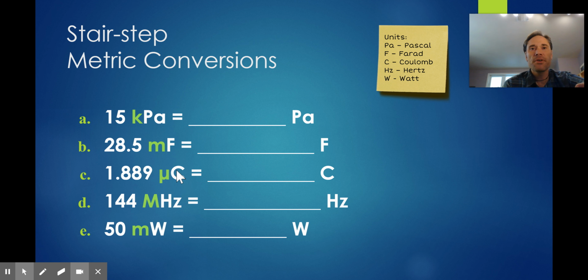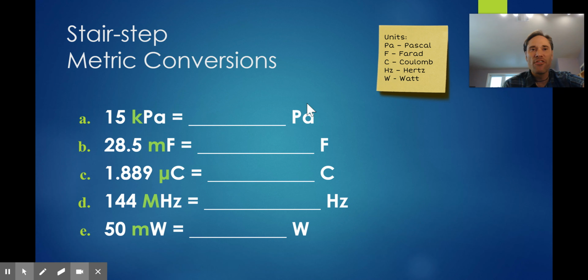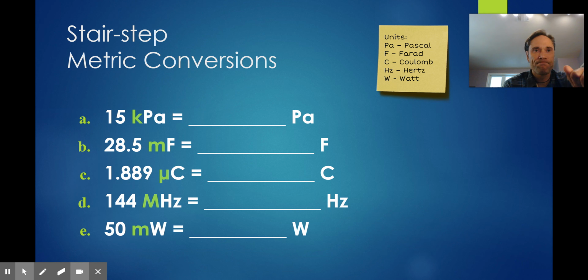The uppercase C is a coulomb, even though it has the B on the end, it's called a coulomb, and that's a unit of charge. The HZ here is hertz, and so that's a unit of frequency, and the W is watts, which is a unit of power. So I'd like to see if you can make these conversions, and they're all going to the base unit. So go ahead and pause this, try them out for yourself, and then I'll show you the answers.